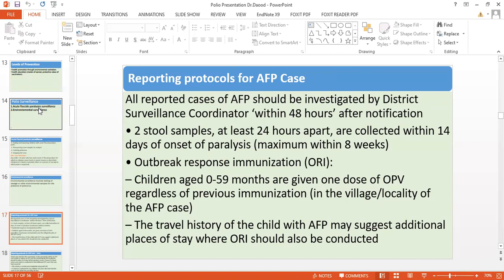And then the outbreak response immunization is done. In outbreak response immunization, children 0 to 59 months are given 1 dose of OPV, regardless of previous immunization, in a village or locality. And the travel history of the child with AFP may suggest additional places of stay where outbreak response immunization should also be conducted.